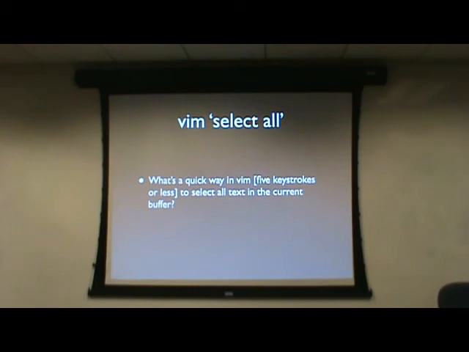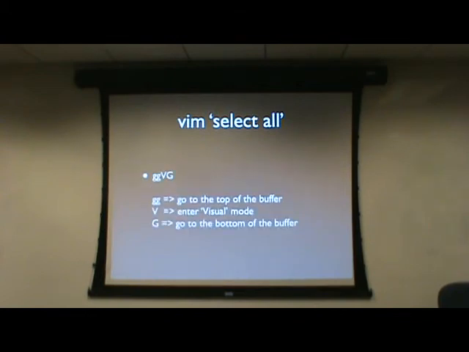There's got to be a Vim user. What's a quick way in Vim, five keystrokes or less, to select all text in the current buffer? Shift V. Shift V GG. Yes, sir. GG, cap V, cap G. And if you're not a Vim user, the GG goes to the top of the buffer, V puts you in visual mode, cap G takes you to the bottom of the buffer and highlights everything.